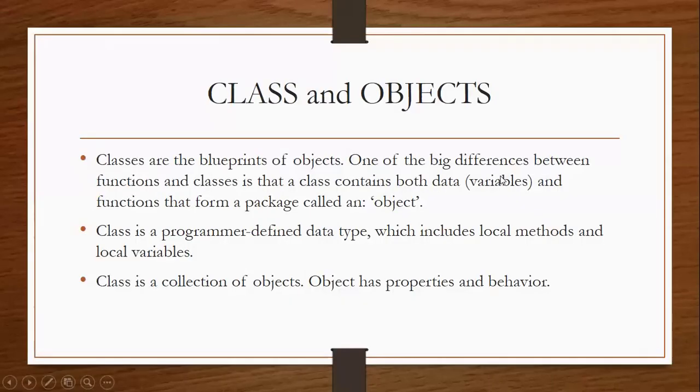So what exactly is a class and what is an object? Classes are the blueprints of an object. Objects are defined based on the classes. One big difference between functions and classes is that a class contains both data variables and functions that form a package called an object. So basically, an object is an instance of a class.